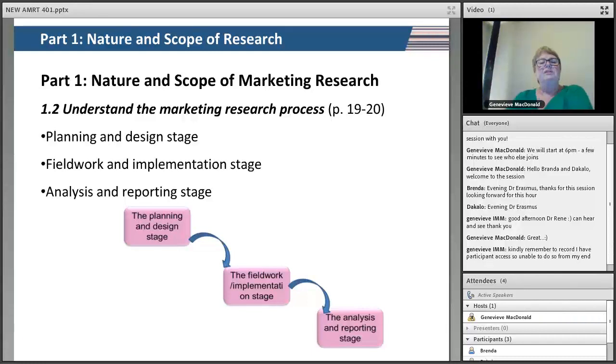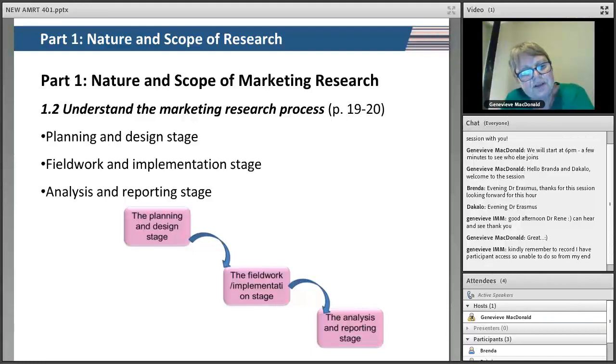Okay, so part 1, the scope and nature of marketing research. You find that in your handbooks and in your learner guidelines, where you have a planning and a design stage. You identify the problem, you explore the problem, you then decide how you are going to go about doing the research. So that is all the planning and design stage.